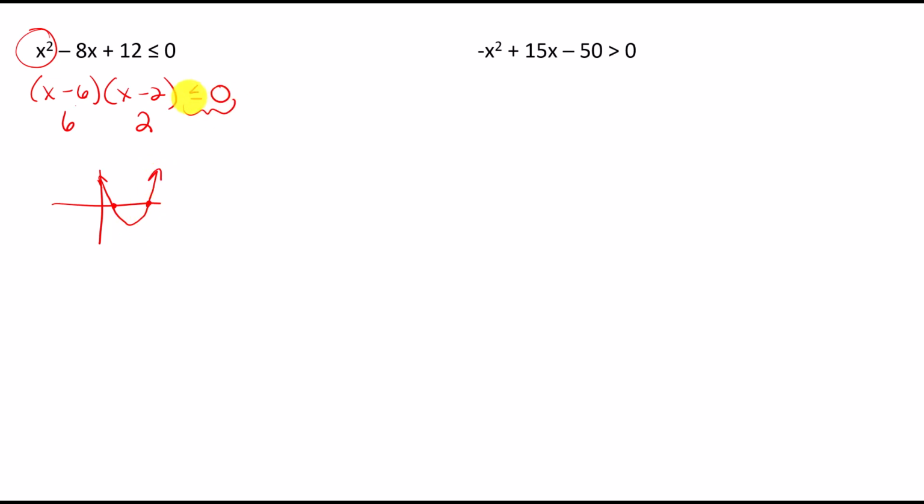Now we're asked, where is it less than or equal to 0? So below the x-axis, and again, this one's including the x-intercepts. And so it's below the x-axis here in the middle of my graph between these two. So when x is between and including, that's the or equal to, 2 and 6. So when x is between 2 and 6, but including those points.